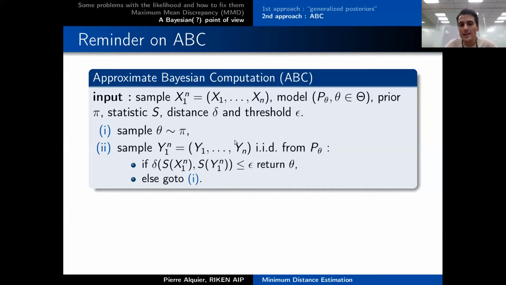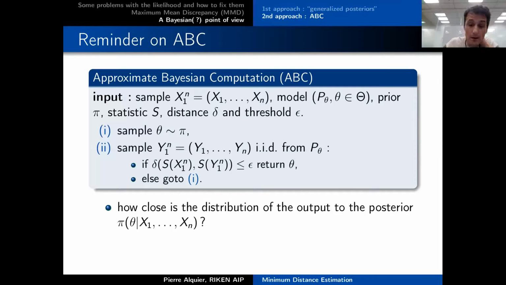Of course, the probability of this is too small in general, and it's even null if you have continuous variables. But then there is an approximate version of this algorithm, where you keep theta only if a distance criterion between x and y is smaller than epsilon. In some cases, it's possible to prove that it produces theta that is not that far from being sampled from the true posterior. So this is an important question.